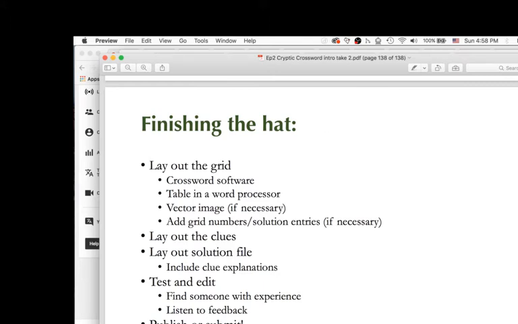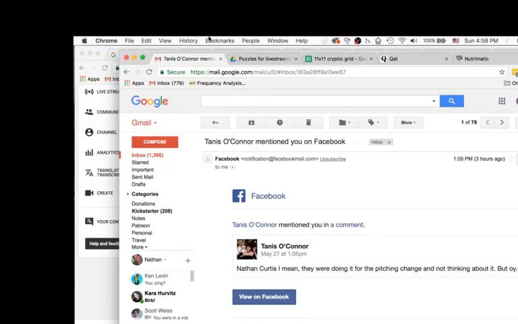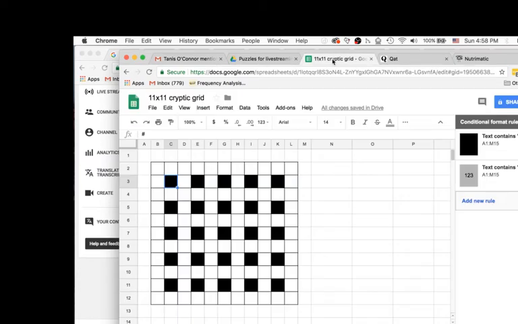Wow, that was an hour. I was hoping it would be about 40 minutes. Now we're going to go and actually write a puzzle. Let me go over here. All right, here's my workspace.